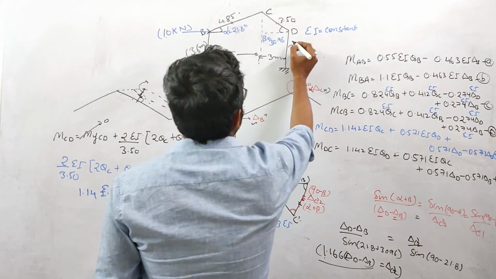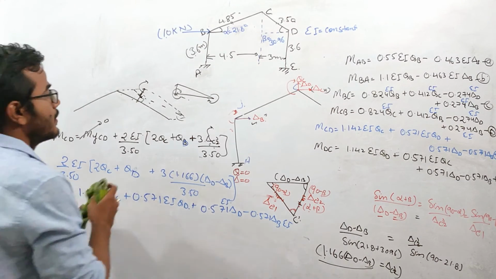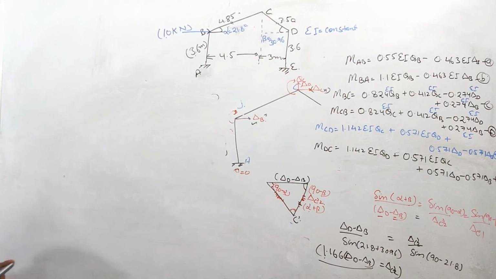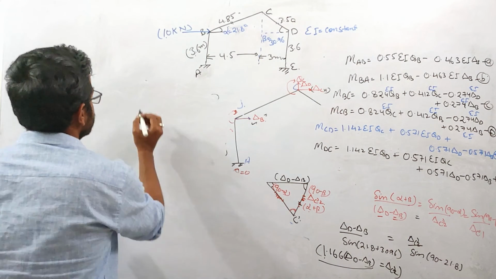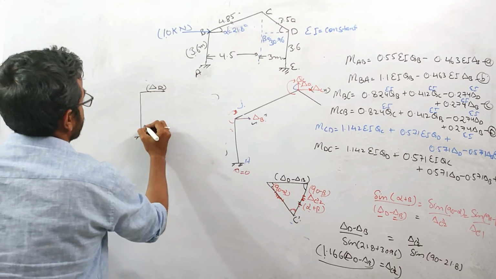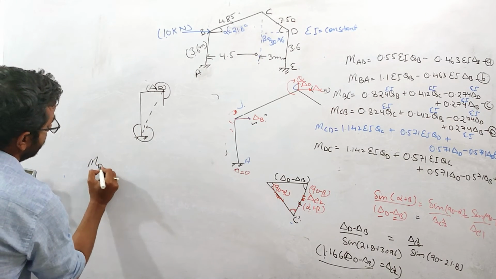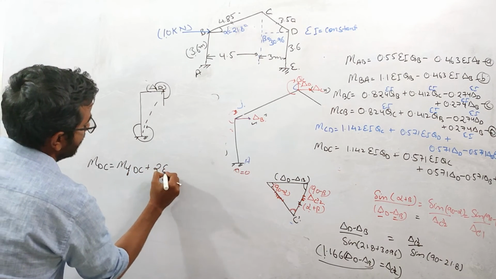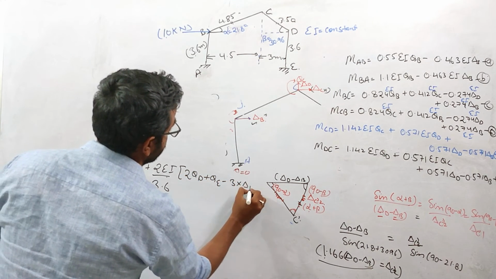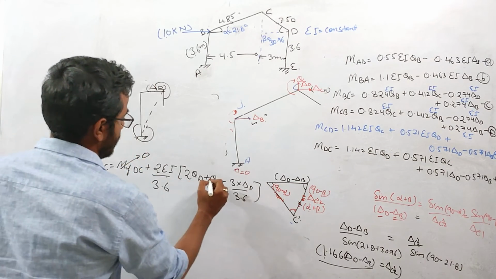Now the next step is to write the equation for this DE member. So this D joint is moving like this, delta D will be here. So there will be anti-clockwise movement again. So I can write MDC equals to MF DC plus 2EI, L is 3.6, twice theta D plus theta E minus 3 into delta D over 3.6. Right? This is 0, this is 0, fixed support.